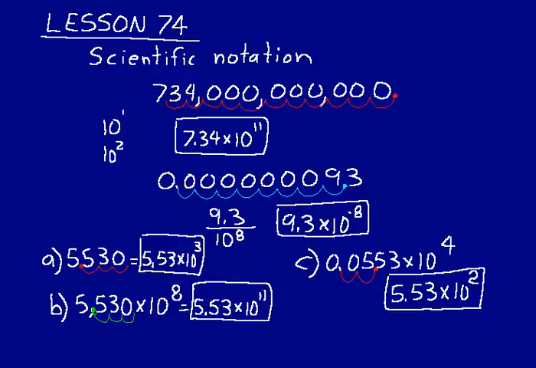Scientific notation is just a way of getting rid of all of the zeros in a really, really large or really, really small number, combining those as a power of 10 that you multiply by the non-zero digits. You still have the same number that you're working with, it's just in a different format. Okay, well that's all for lesson 74.